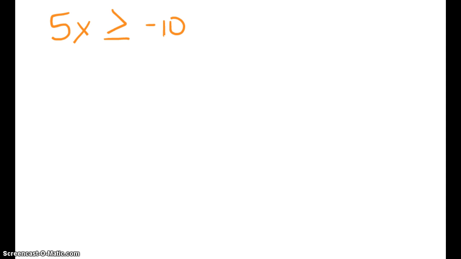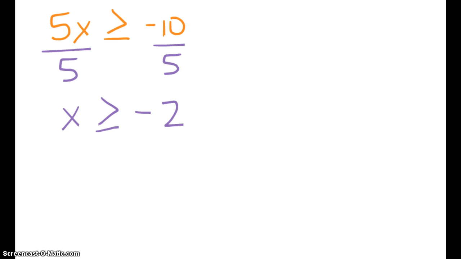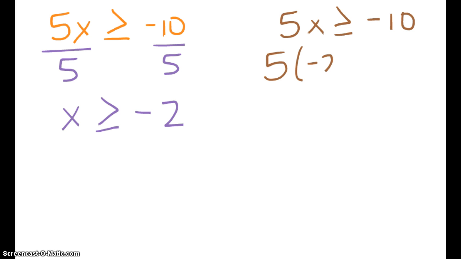Now write down this inequality and solve it as if it were an equation. So what you're going to do is divide both sides by 5, and you get that x is greater than or equal to negative 2. So we're going to substitute values in. Because our statement says x is greater than or equal to negative 2, what if we put in negative 2?